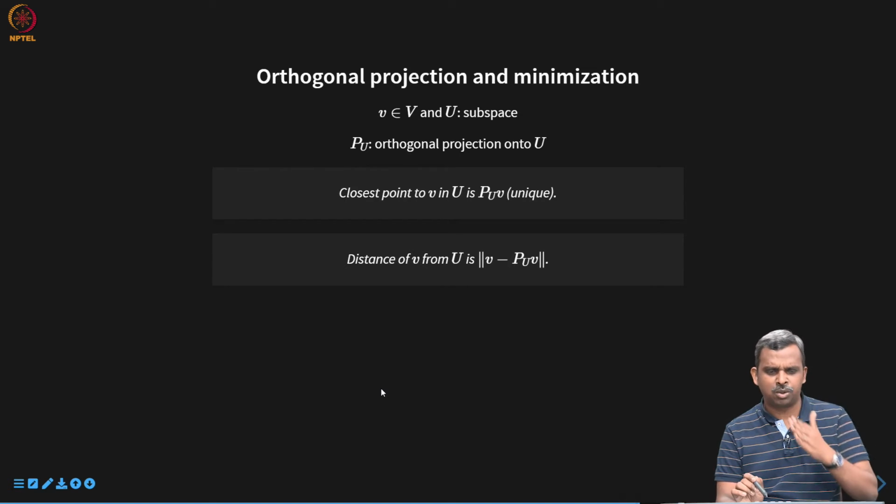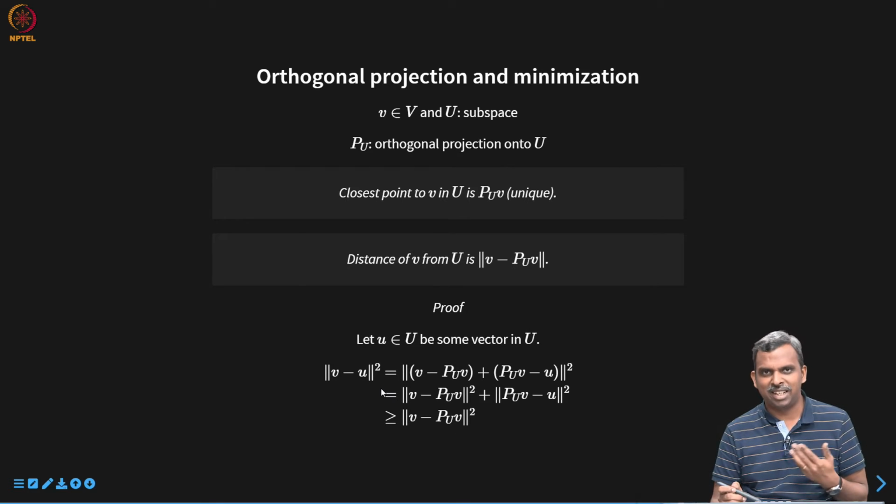In 2 dimensions we saw there was a line and a point. How do you find the closest point? You simply drop a perpendicular line and that point would be closest. The same thing extends to any dimension. You have a subspace, you have a point outside, you do an orthogonal projection, and that point is the closest to this point. Okay, it's a nice thing to know.